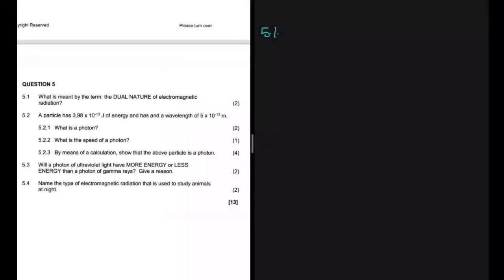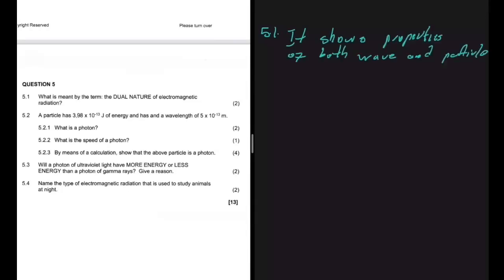In the introduction of electromagnetic radiation, you should have talked about the fact that it behaves as a wave and as a particle. That is what is meant by the term the dual nature of electromagnetic radiation. It shows properties of both wave and particle. In grade 11, there's a topic on the wave nature of electromagnetic radiation, and then in grade 12, you're going to explore the particle nature of electromagnetic radiation.